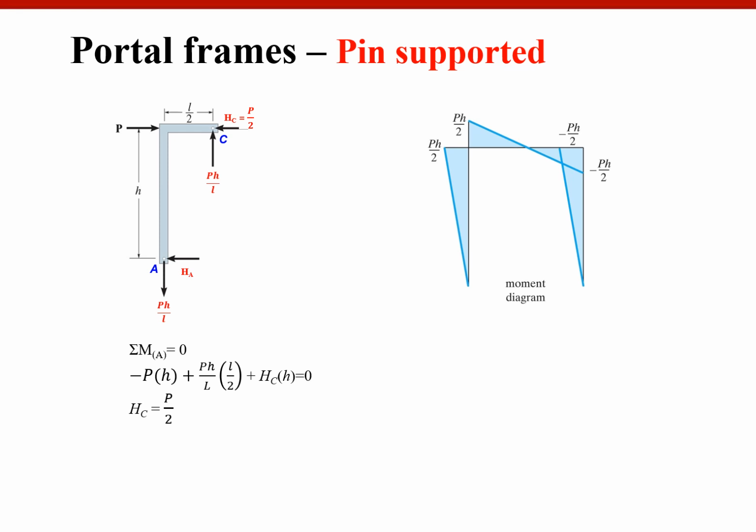If this force is P over 2, then HA must be P over 2, because we have P to the right and half of P to the left, another half of P, P over 2, to the left. And for the remaining half, we are going to have action and reaction. So this must be PH over L, but going down. And this force to the right, P over 2. And then this one must be P over 2.